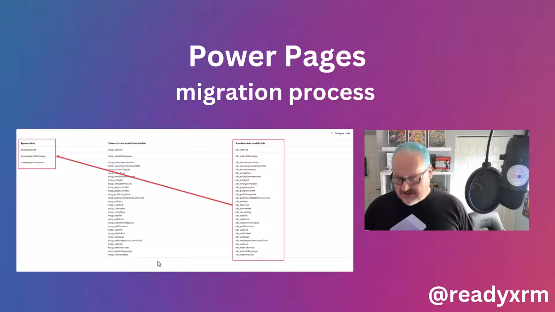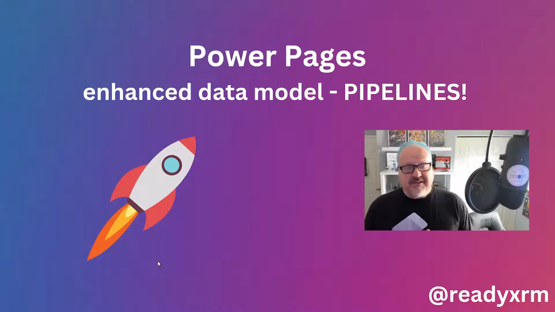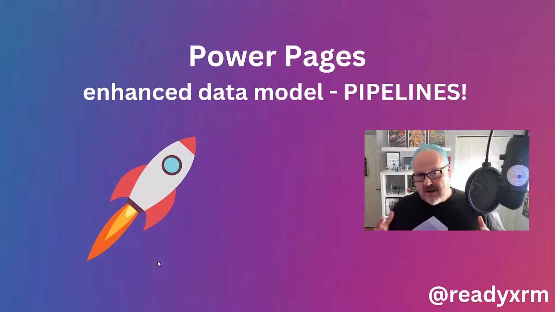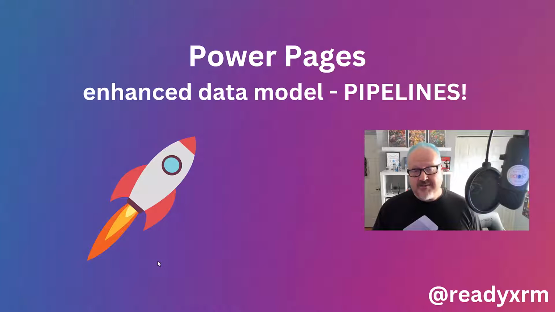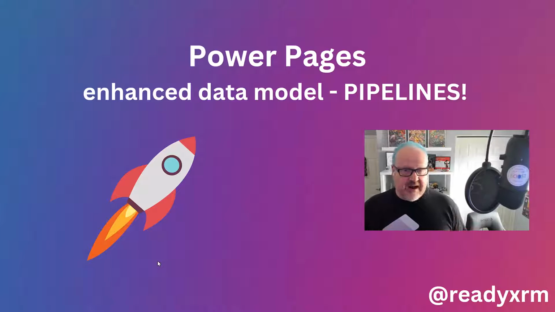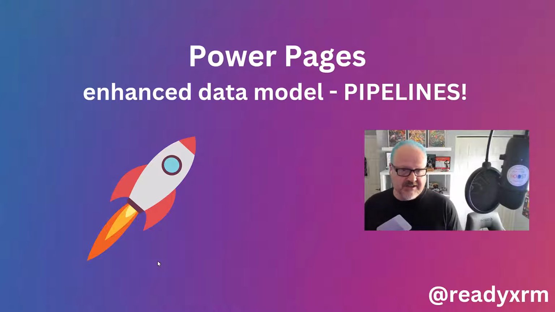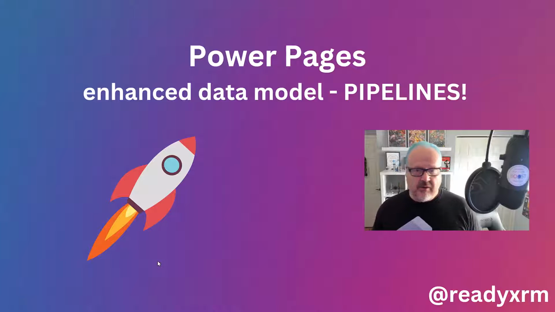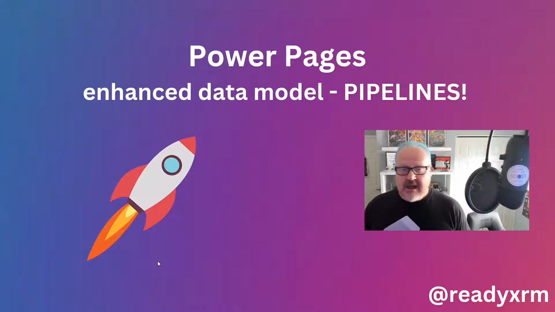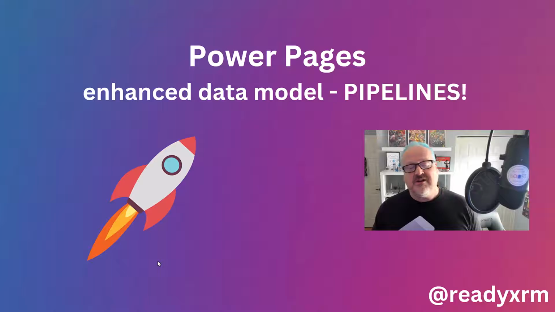But what does this mean basically? That basically means that we can now move our entire website in solutions using things like pipelines, using Azure DevOps pipelines, using different ways to move your solutions from your dev environment to your production environment to your test environment. So that's really part of the core of the enhanced data model. It will also make things run much more efficiently. It will also reduce the number of solutions and number of tables. So definitely, this is something that you're going to want to eventually do.